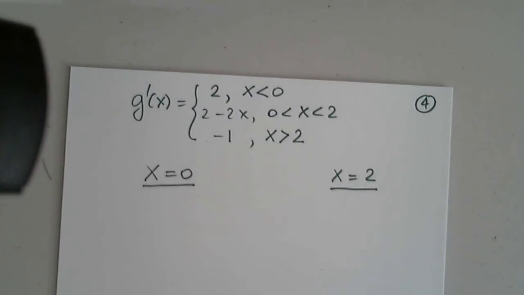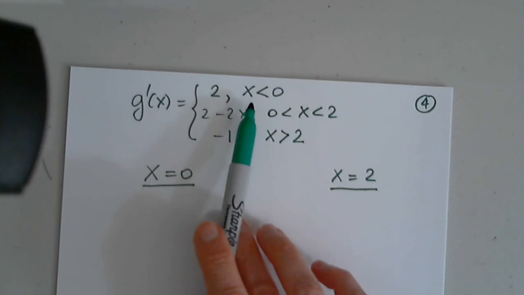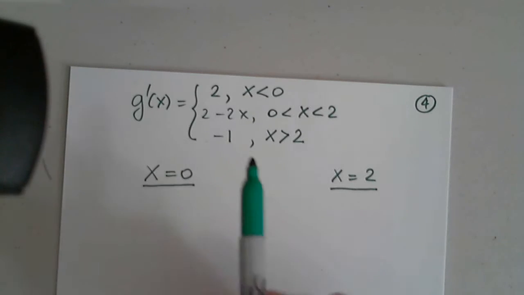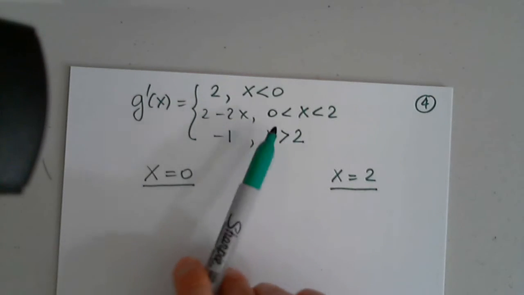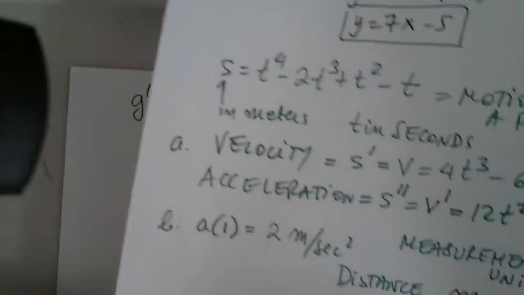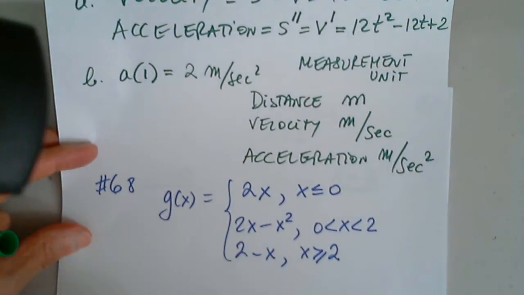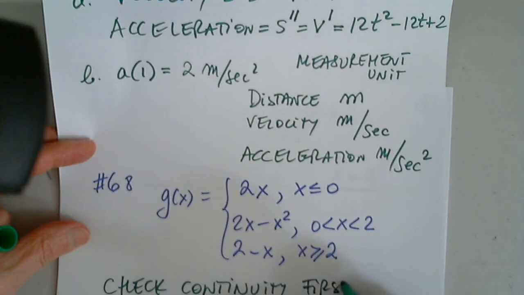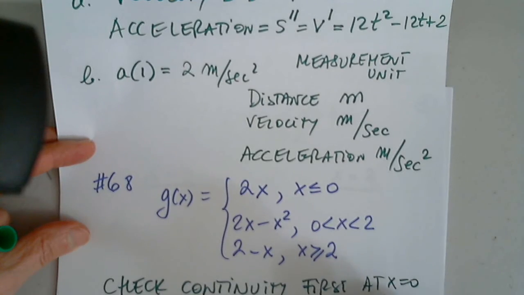But I don't know if it has a corner or a cusp at 0 or 2. They're all polynomial functions anyway. So what do I need to do at this point? After I check, and I did check, I didn't write it, but let me write it here for you to understand that we have to check continuity first at 0 and 2. This is a must. First, we have to check continuity.